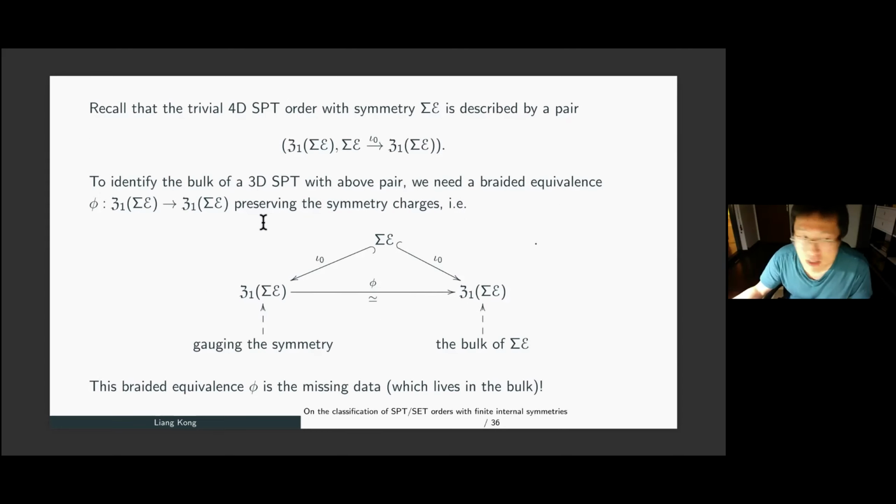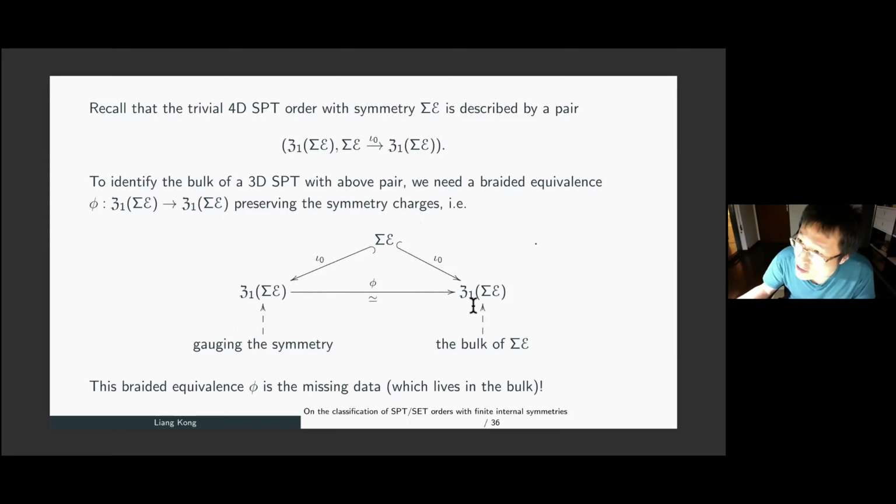We need a braided equivalence, preserving the symmetry chart. Remember, this is coming from gauging the symmetry. That's just coming from here. That's the trivial 4-dimensional SPT. This is coming from gauging the symmetry. This comes from the bulk.